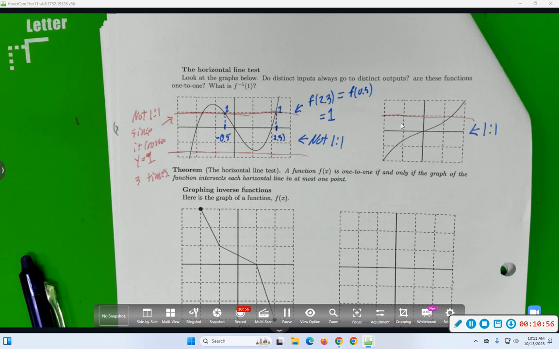So far, so good. All right, let's do one more thing with the graph. I claim that if you have the graph of a function, you also have the graph of the inverse function.